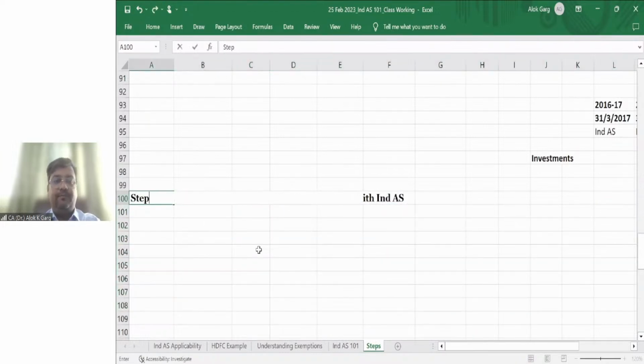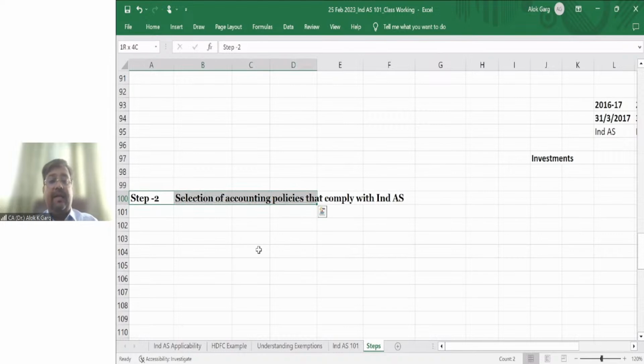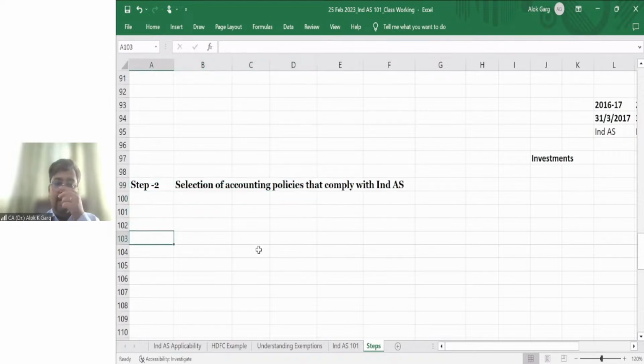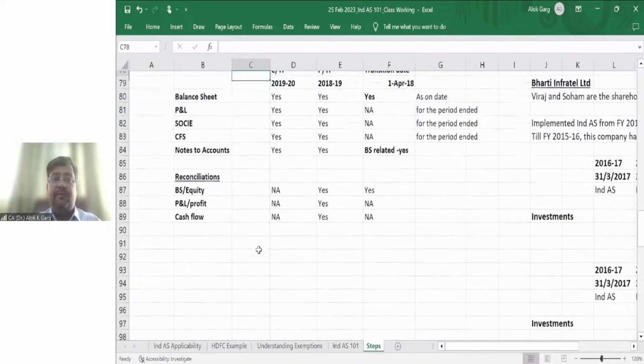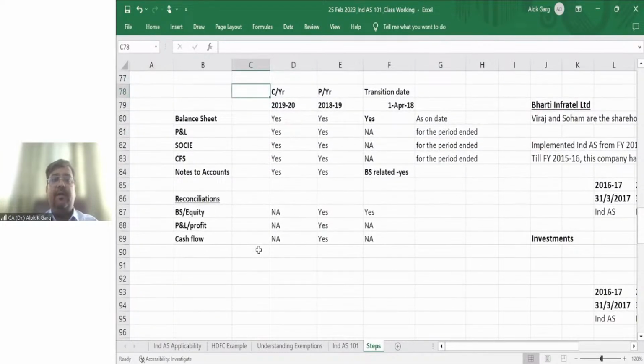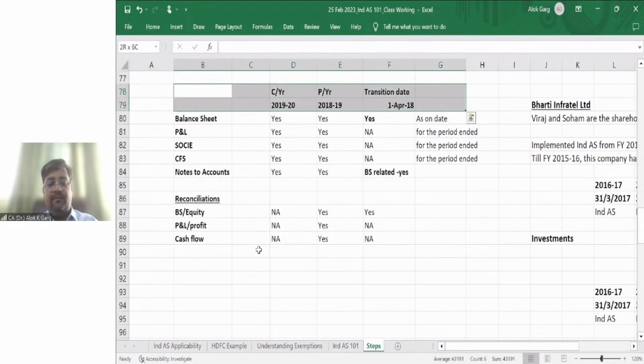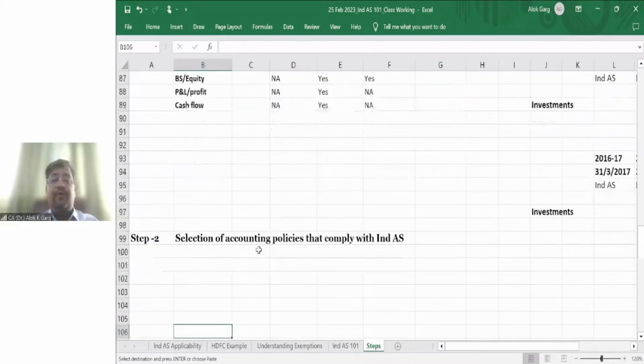Step 2. Selection of accounting policies that comply with Ind AS, right? Continuing with the same example. You are preparing your financial statement for the first time, right? First Ind AS financial statement. And this is your period for which you have to prepare the financial statement, right?